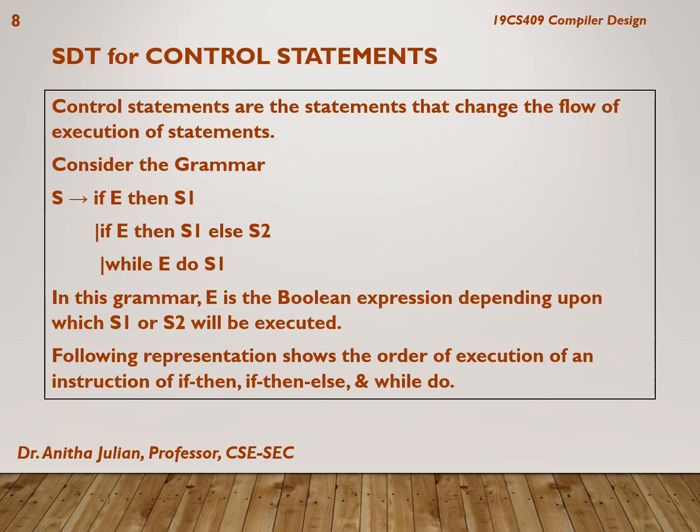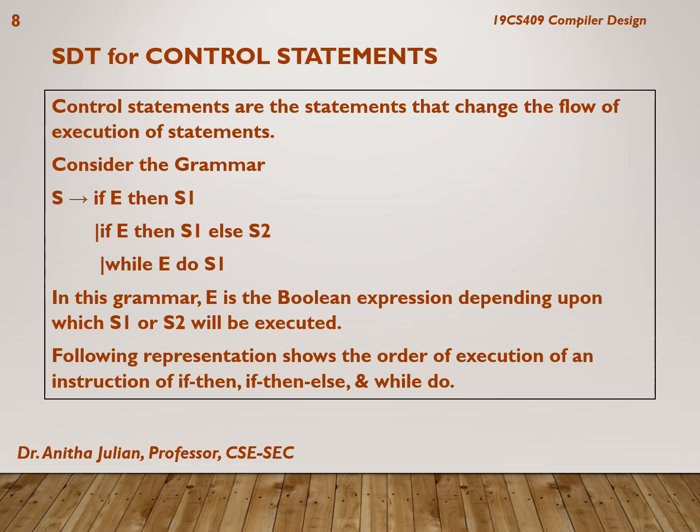Finally, we will see the SDT for control statements. You know very well control statements are of 3 types. We have the if then condition: if E then S1. Or we can have an if E then S1 else S2. So 2 conditions, a then condition and an else condition. And the third type of control statement is the while do loop or do while loop.